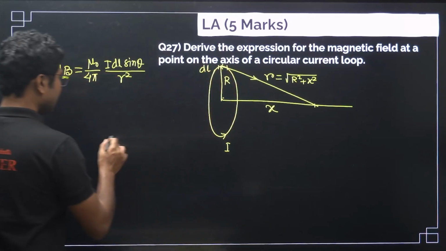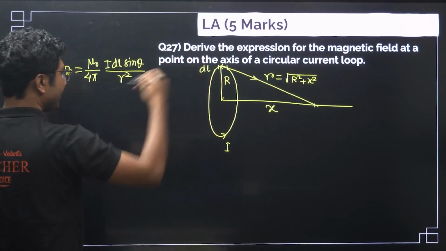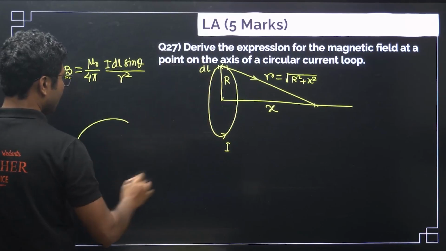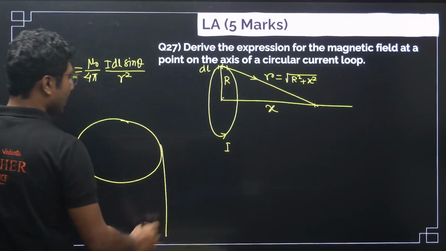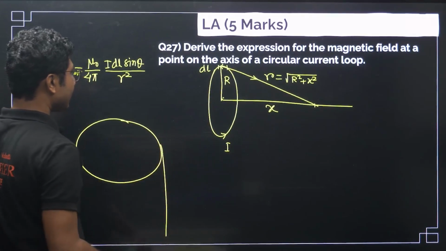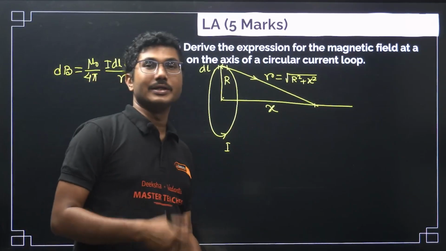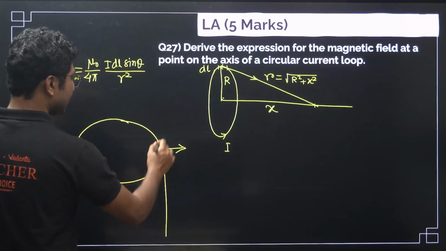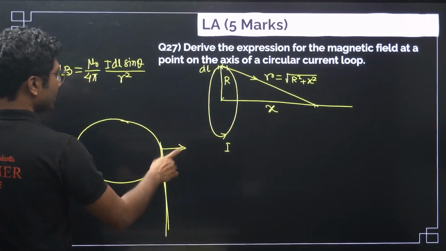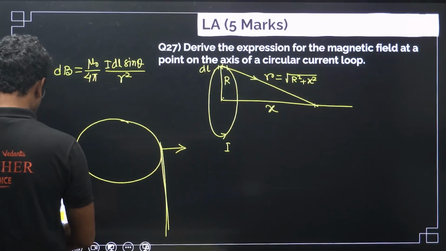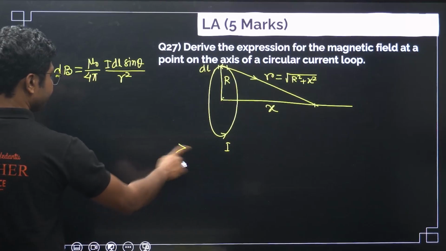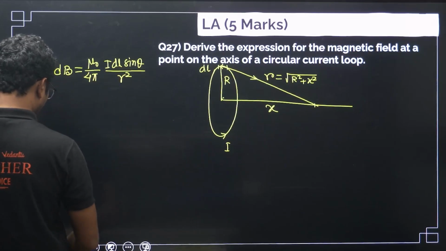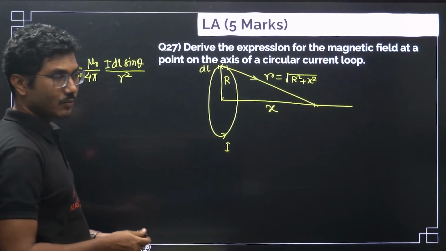If you consider this a 3-dimensional picture, again I am trying to draw it in a 2-dimensional way, because it is in a tangential direction, theta is 90 degrees. This is the direction of dl, this is the direction of the position vector, so they are at 90 degrees. That means sin theta is 1.